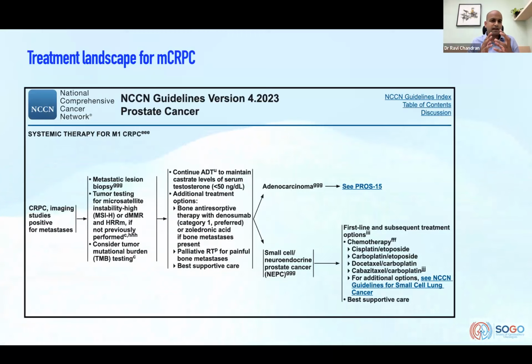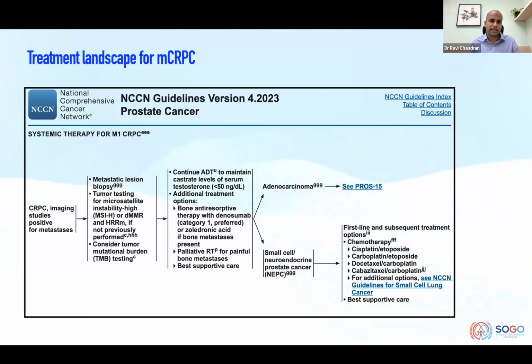Next, we've completed all the treatment options, the drugs and PSMA-based theranostics and PARP inhibitor-based theranostics. This is the gist of the NCCN guideline for CRPC. As we have already summarized, the first thing to do is to have a metastatic lesion biopsy, get tumor testing done for MSI-H or dMMR, and look for any DNA repair deficiencies. And if possible, try to look for TMB testing in case you have to use pembrolizumab as a last resort. Following that, what are the treatment options?